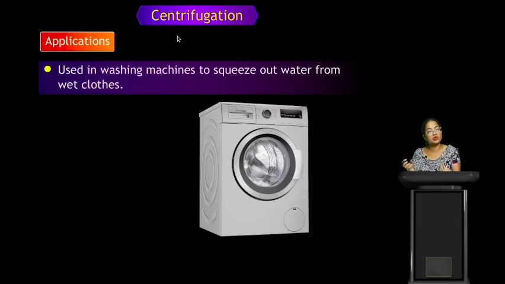All the dirt is removed, and in the end, all the water is also squeezed out from it. How? Due to centrifugal force. What's the method? It is called the centrifugation method. So the water is removed, and you get only dry clothes in the end, right? This is how you use it in washing machines.